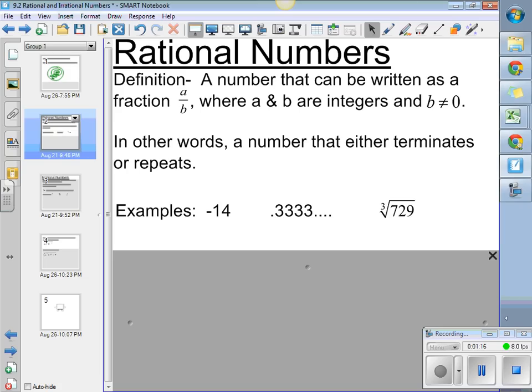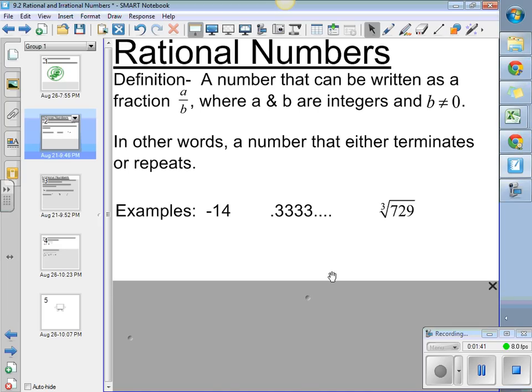Examples: -14 can be considered rational. 3/10 repeating. The cubed root of 729. The answer to the last one, by the way, is 9, in case you were wondering.